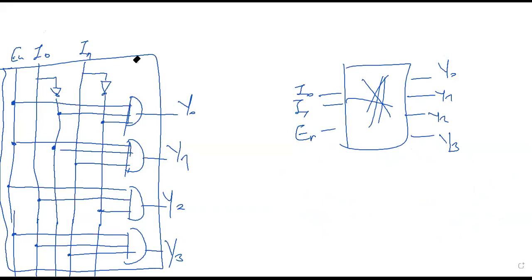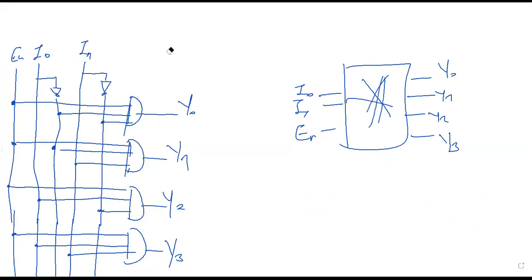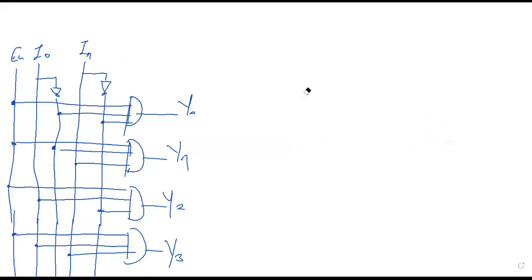So now, another demonstration. What does the decoder do? The decoder's application is selecting different devices, for example enabling different rows of memories. So how does the decoder select different devices? For example, you have 4 devices: 1, 2, 3, 4.